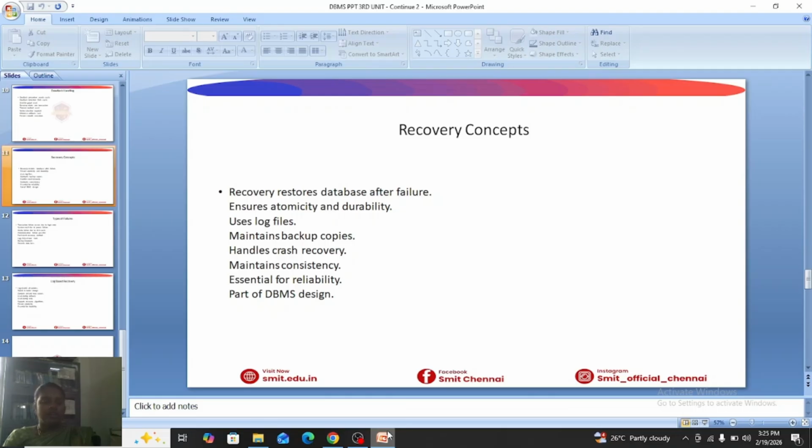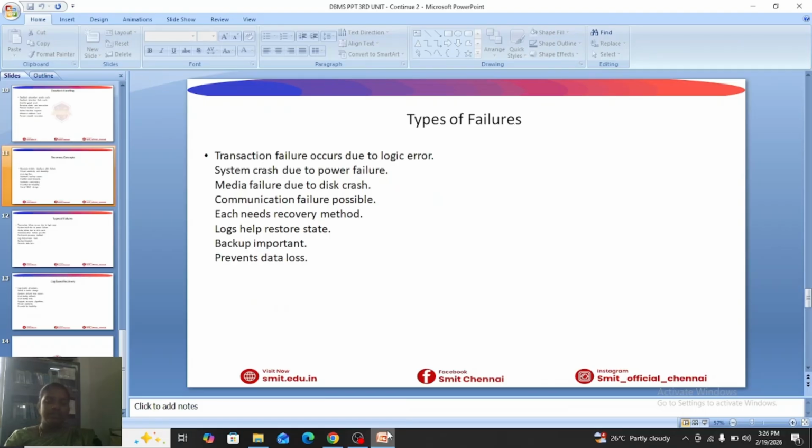Moving on to the recovery concept. The recovery concept in database management systems ensures that the database remains consistent and correct even after failures like system crashes, power failures, or transaction errors. Recovery maintains the ACID properties, atomicity and durability. It restores the database after failure, ensures atomicity and durability, uses log files, maintains backup copies, handles crash recovery, and maintains consistency. It is essential for reliability and is part of DBMS design.